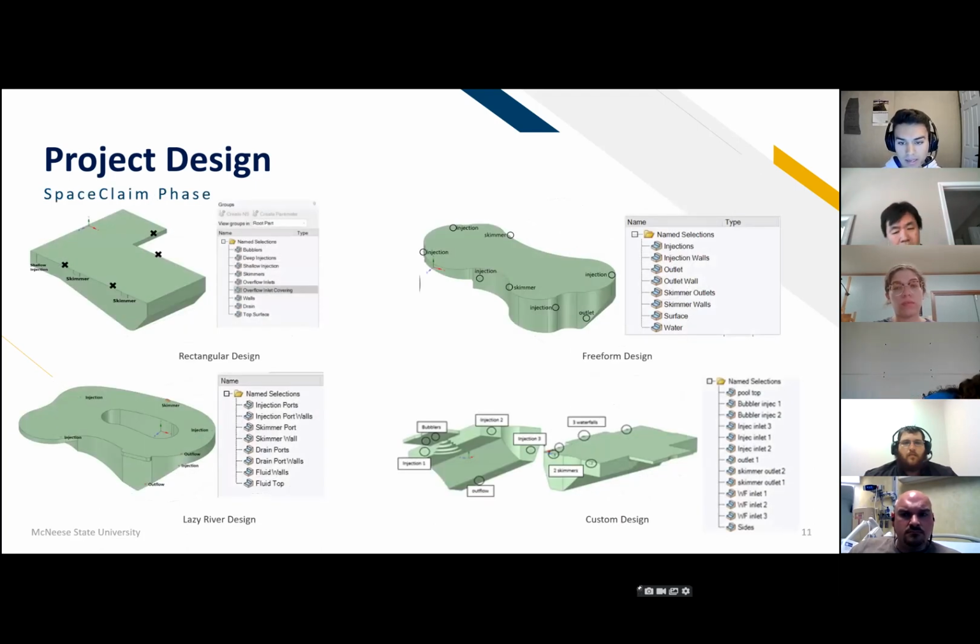So next, the geometries that were made in SpaceClaim. Each dimension given was used to draw the pool geometries in SpaceClaim, along with each location of each injection point, skimmer, and outlet. The geometries for the first two parameter simulations were created in SpaceClaim.